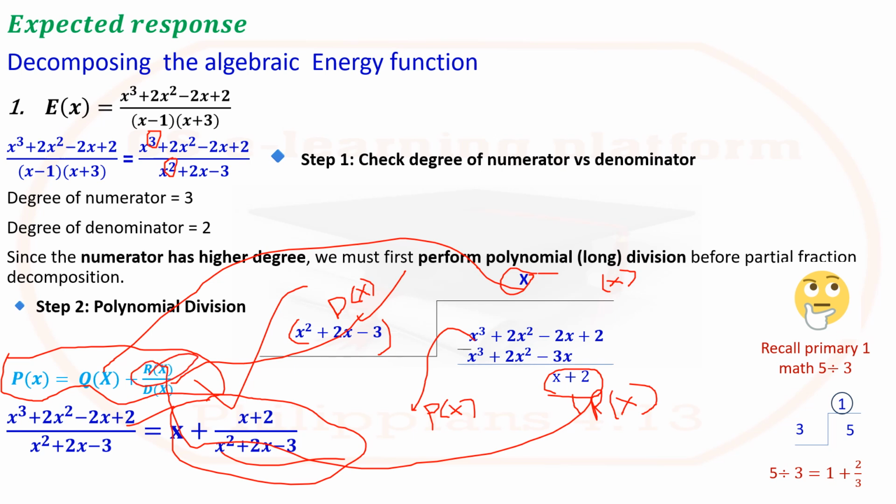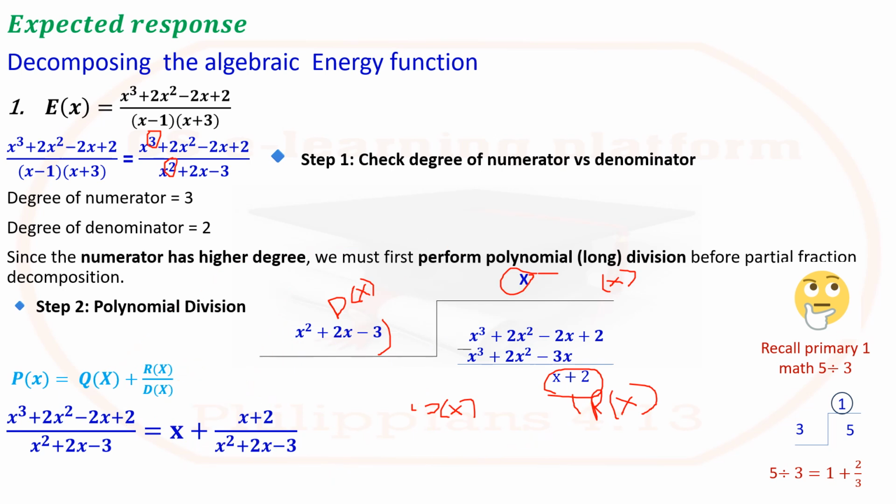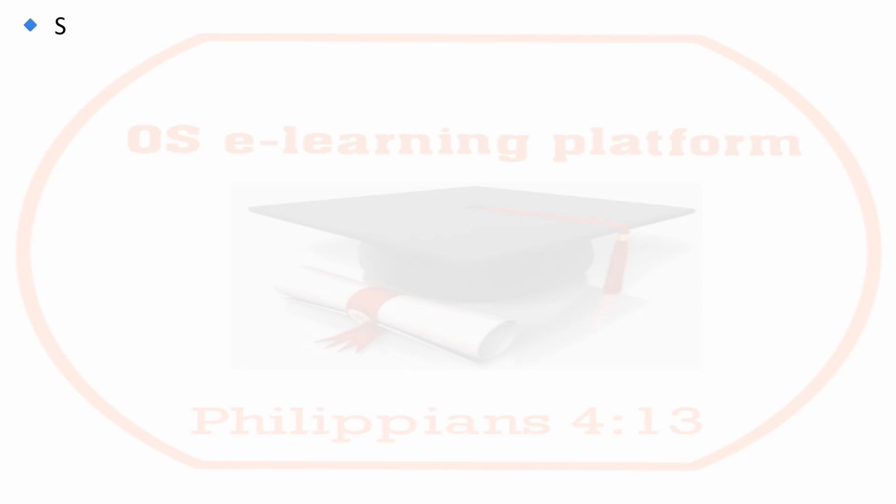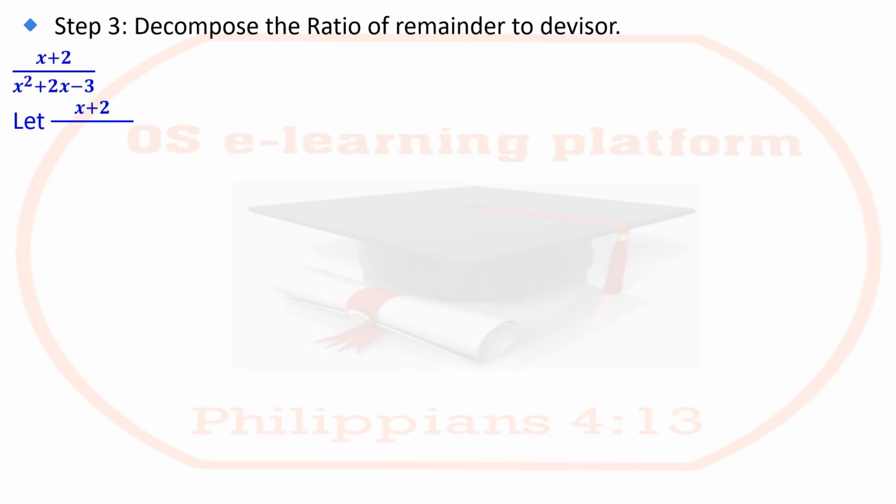Okay. So perform long division very well. And where do we end on the remainder? We end when you can't divide anymore. So that basically gives us the third part of decomposing now. In this part we have to decompose the ratio of the remainder to the denominator, because it's the one that is still a single fraction with a quadratic expression, and this quadratic expression has factors, that is x minus 1 and x plus 3.